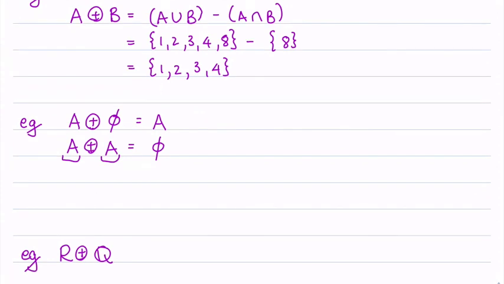We can also think about the symmetric difference of the real numbers and the rational numbers. So we want all the real numbers that are not rational numbers, and that'll give us irrational numbers, and all the rational numbers that are not real. Well, we're not getting any additions there. So this is the set of irrational numbers.